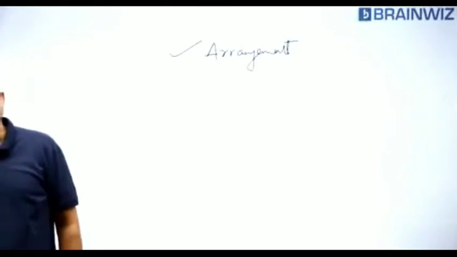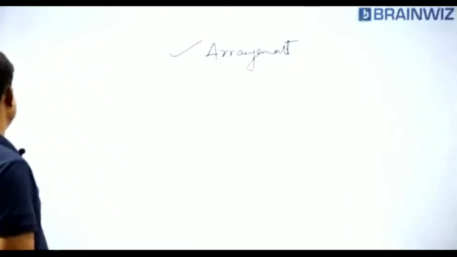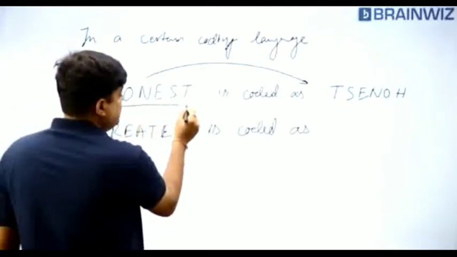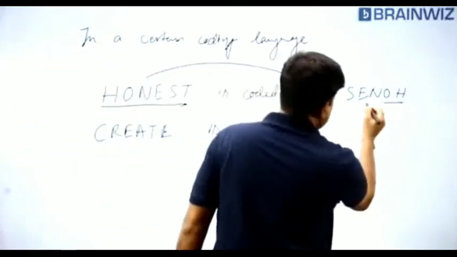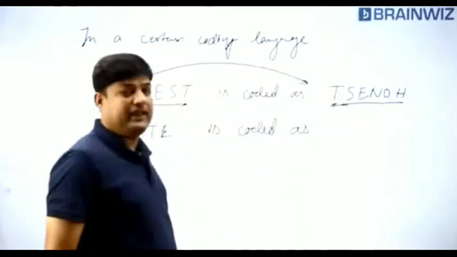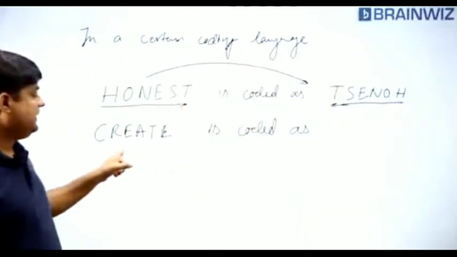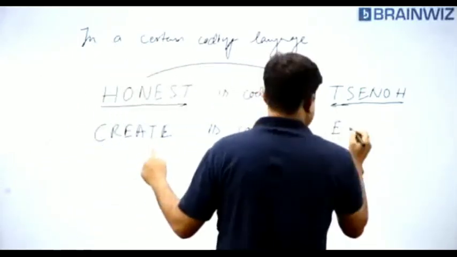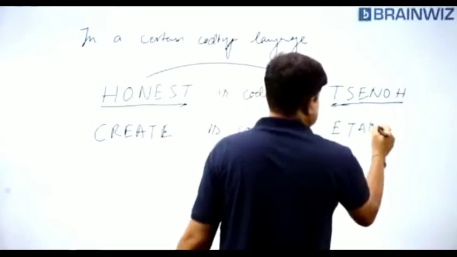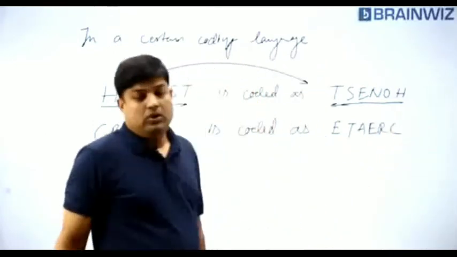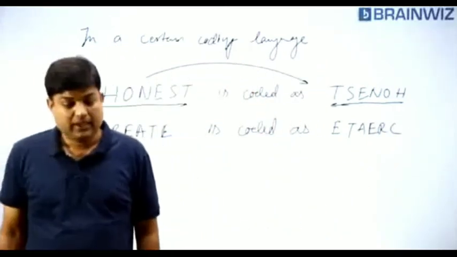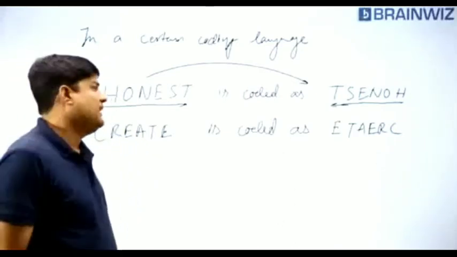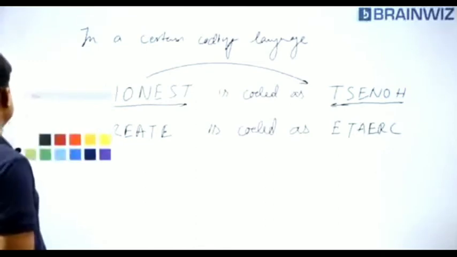Okay, now let's see what arrangement he has done here. He has done H-O-N-E-S-T; he reversed it. Same fashion, let me apply it for create, C-R-E-A-T-E. So I'm reversing that. E comes from the back end, then T-A-E-R-C. Hope you have understood this basic model. In coding, decoding, this kind of question will also be coming. Okay, now let's try to move forward, everybody.